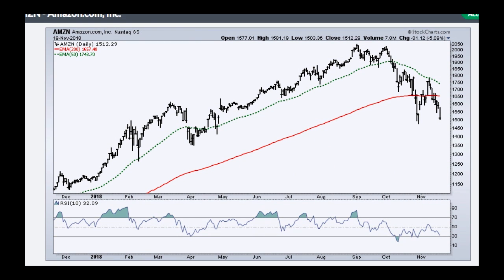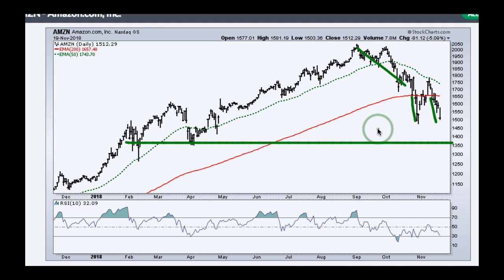Now, when we look at Amazon, its chart looks a little bit weaker because you can see it move below the 200-day in October and then back below here in November. So maybe there's a support zone coming in here in that 1350, 1400 area. But clearly, it peaked in early September and it's kind of leading the way lower.